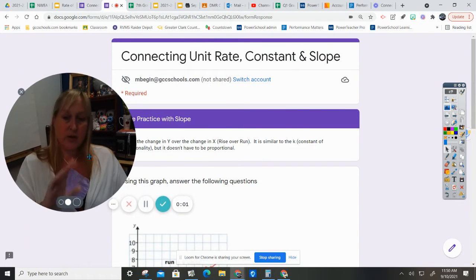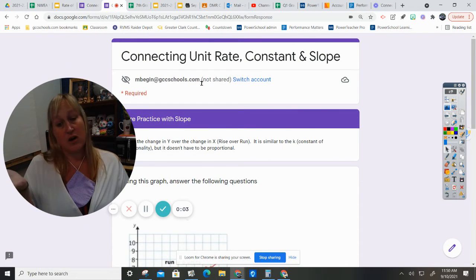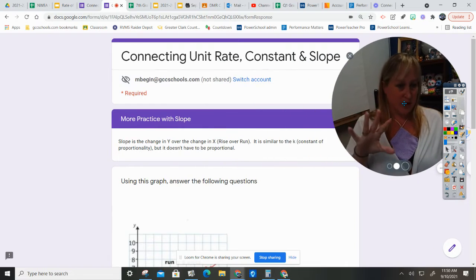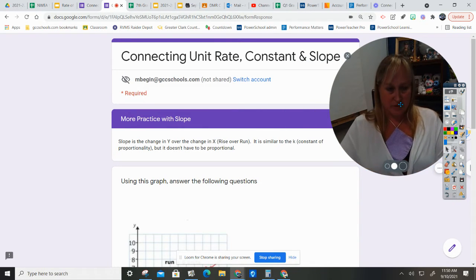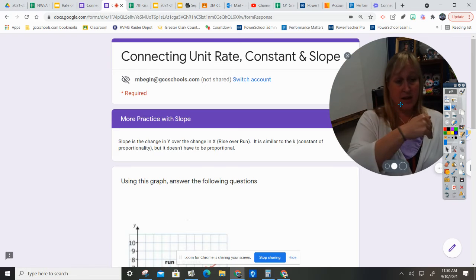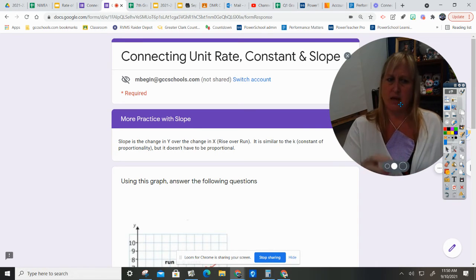Okay, we are continuing on with our lesson connecting unit rate, constant, and slope. This is very basic. It's not getting into the details that it's going to get into when you get into your higher level math classes, but for 7th grade, this is all we need to know. Rise over run, positive, negative, and we're just beginning.